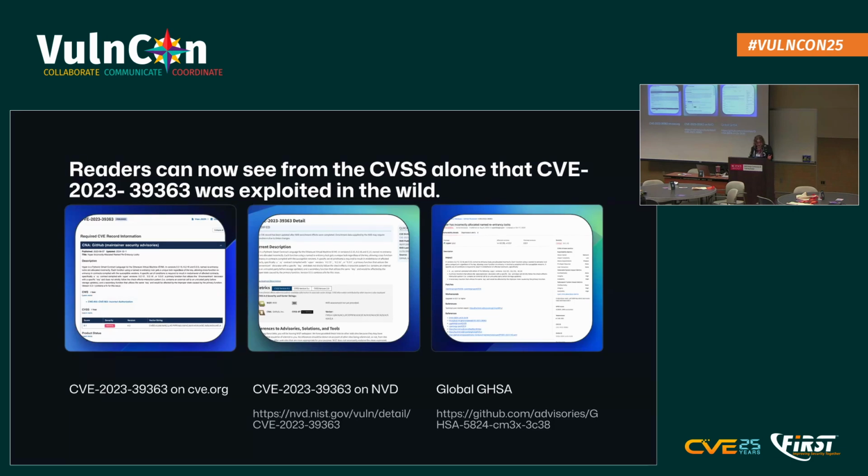And nowadays, people can see that CVE-2023-39363 was exploited in the wild. They can see it on CVE.org. It's right there in the CVE record. It's tiny text on a tiny image, but trust me, it's there. You can go there and check. You can see it on NVD if you go to the NVD record for CVE-2023-39363. E:A. It's right there. All they need is a CVSS to see that it was exploited. And the global GHSA: you can go to the GitHub Advisory Database, see the CVSS. It is right there. And it was beautiful.